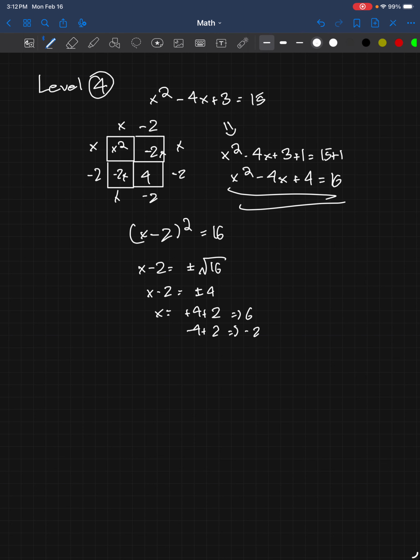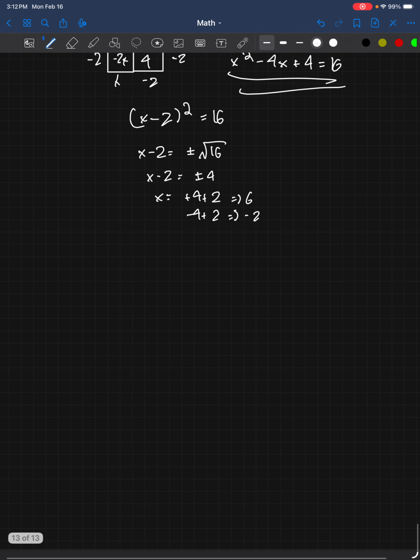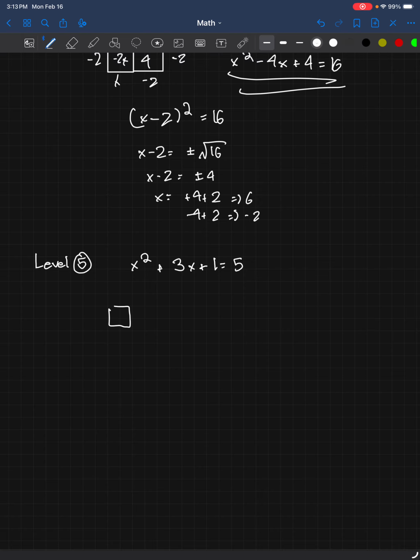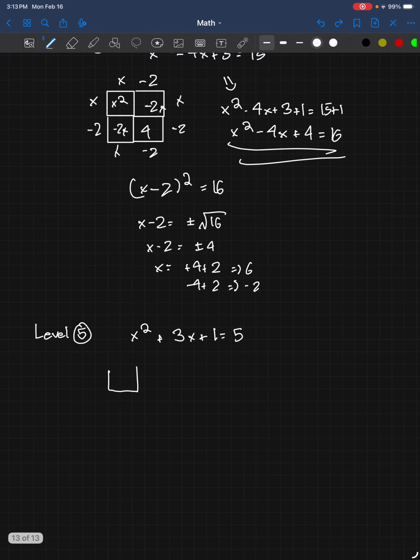Now, things keep on getting more confusing. But okay, let's go to level 5 and see what we get. So in level 5, we have x squared, which is nice, plus 3x plus 1 equals 5. Okay, so we have all of these nice. So we're going to start. We have x squared, x, and we have 3x now. So we can do this. We get 1.5. Sorry.